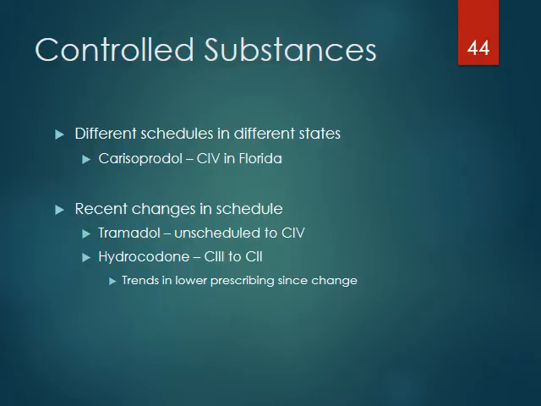And then just recently, we've had some changes in scheduling of certain medications due to increased abuse. And so tramadol used to be unscheduled, but got changed over to a C4. And then hydrocodone used to be a C3, now has been moved up to a C2. Hydrocodone used to be one of the most prescribed medications just by volume in the U.S., and now you've actually been seeing big trends in lower prescribing since the change, since there's a lot tighter control on C2s than on C3s. Prescribing has gone down because it's not as easy to acquire large amounts like certain abusers were doing previously.